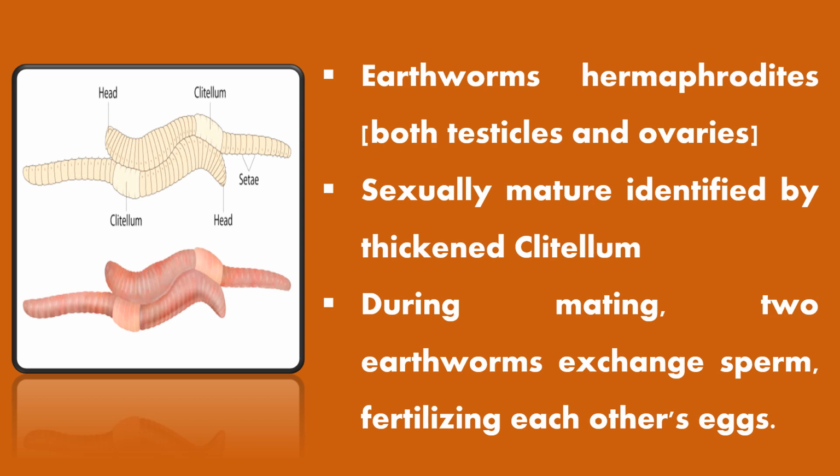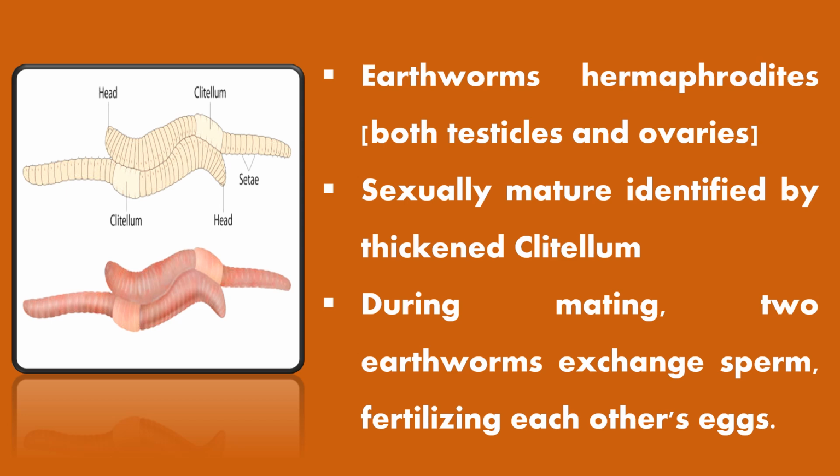Earthworms that have reached sexual maturity can be identified by a thickening of clitellum, which is present in the first third of the worm's body. The male sex organ of one earthworm is typically entwined with the female sex organ of the other. So when two earthworms mate, each earthworm will exchange sperms, resulting in both worms being impregnated with the other's sperm.